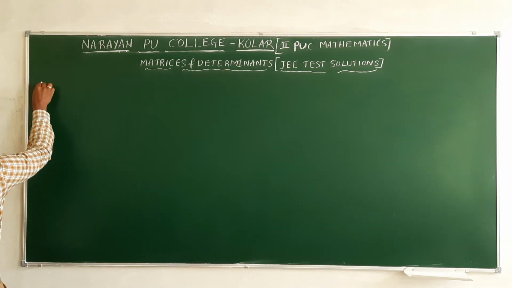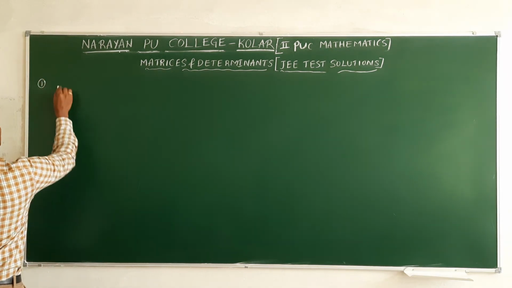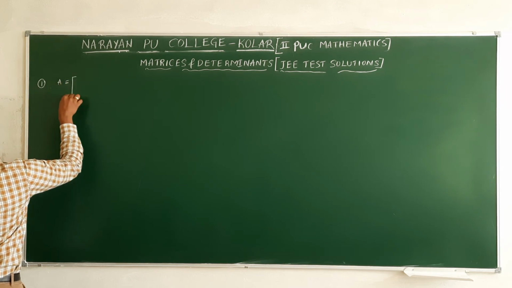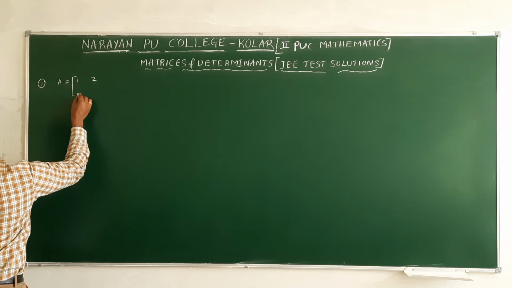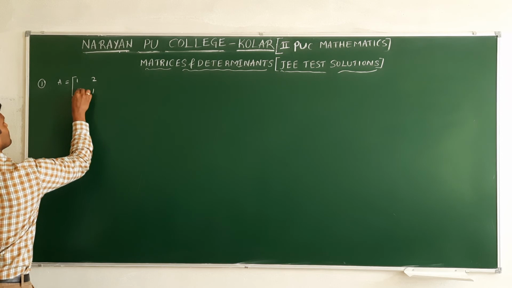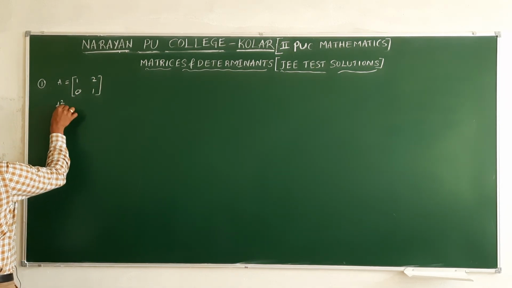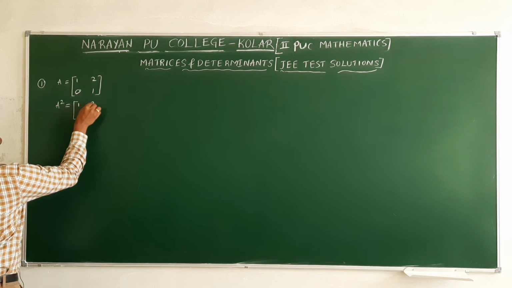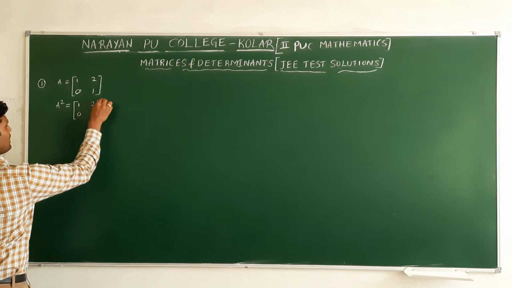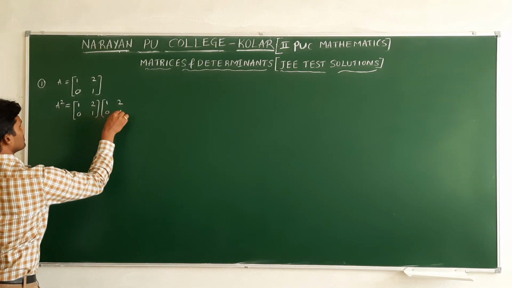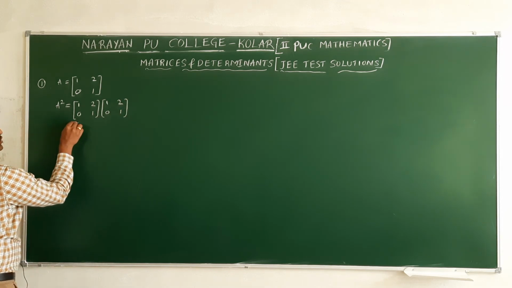Question number 1. Let A equal to the matrix 1 2 0 1. Here we need to find A power n. Before finding A power n, I will find out A square. A square means A into A, that is 1 2 0 1 multiplied by 1 2 0 1.